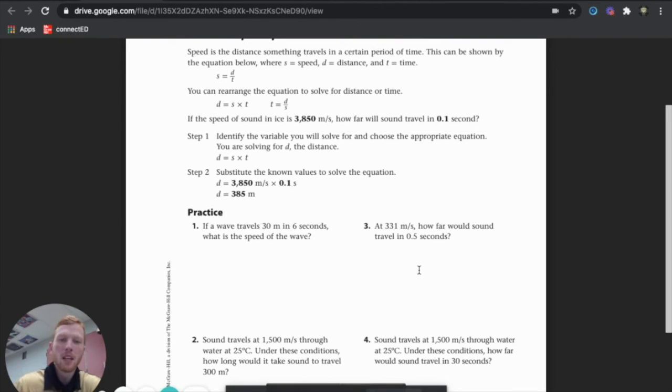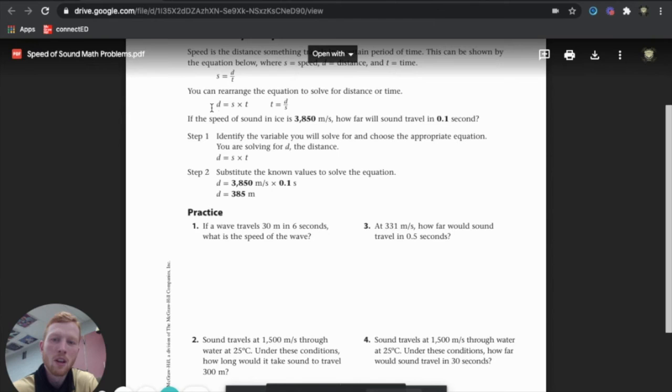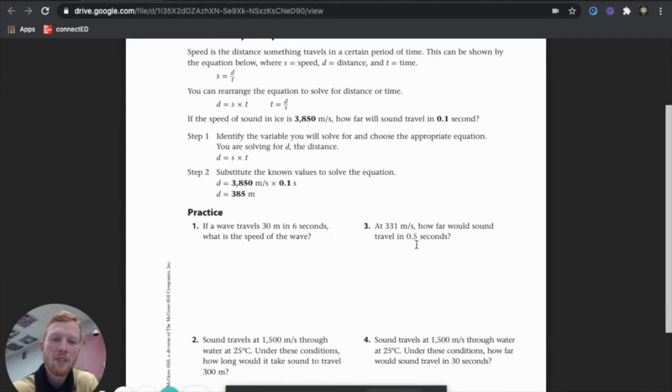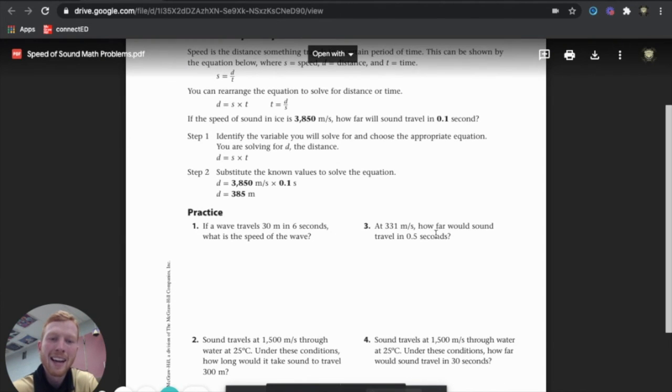Number 3, it is giving me meters per second, so I know that that is my speed. It is asking me how far sound would travel in 0.5 seconds. So it is giving me my speed, it is giving me my time, therefore I need to multiply those because I would be using this formula to find my distance. So 331 times 0.5, and you are going to label that as meters.